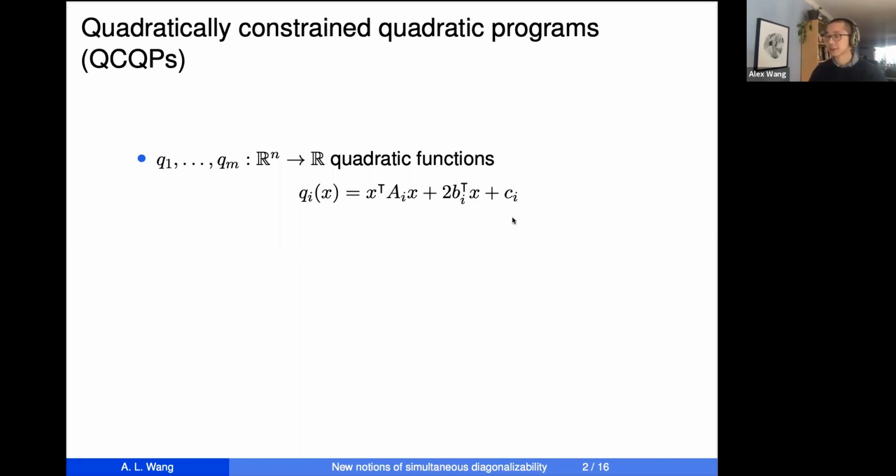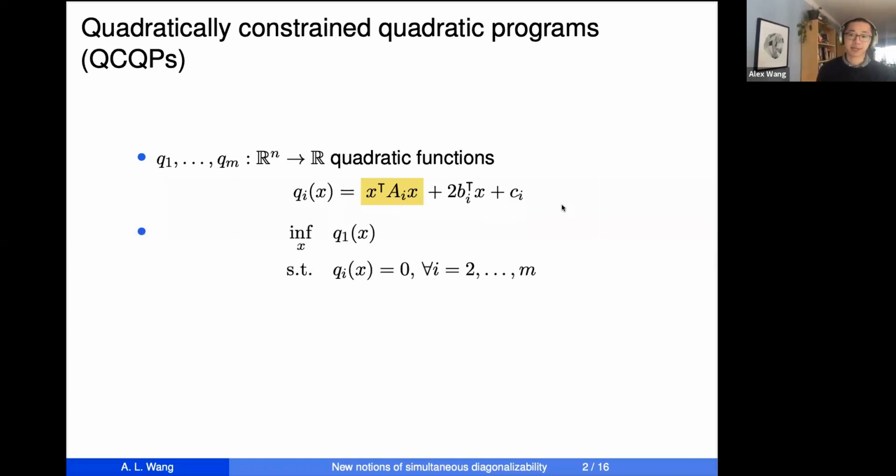For the purposes of this talk, the linear and scalar parts are not going to be too important. The main thing to note is that within each quadratic function, there is an embedded quadratic form, which is going to be defined by some symmetric matrix a sub i. In this problem, we're asked to minimize the objective function q1 of x, subject to the constraint that the remaining q sub 2 through q sub m each evaluate to 0.